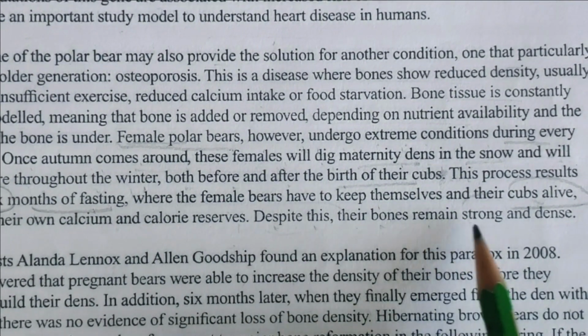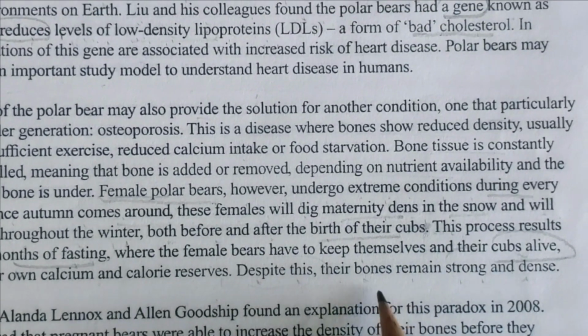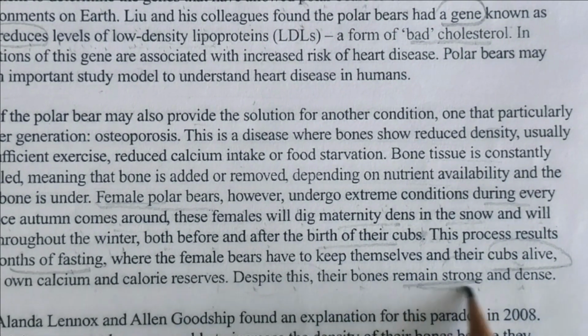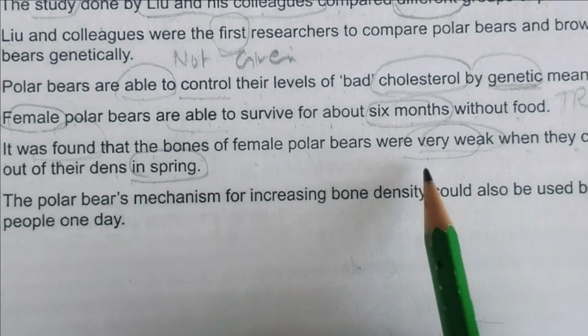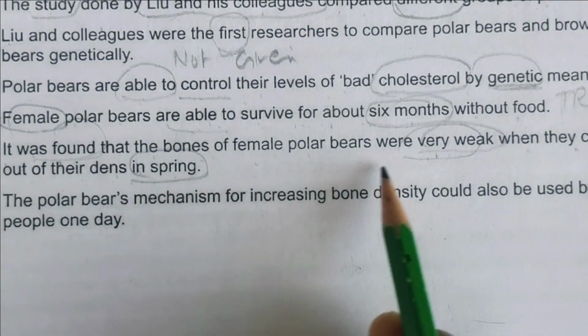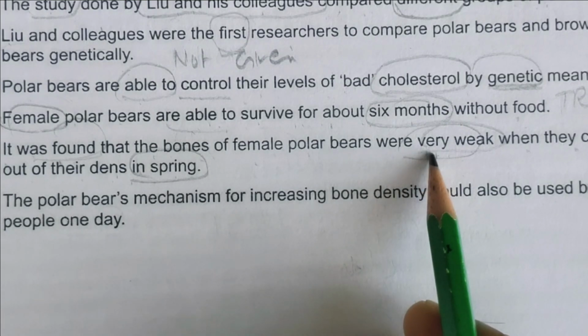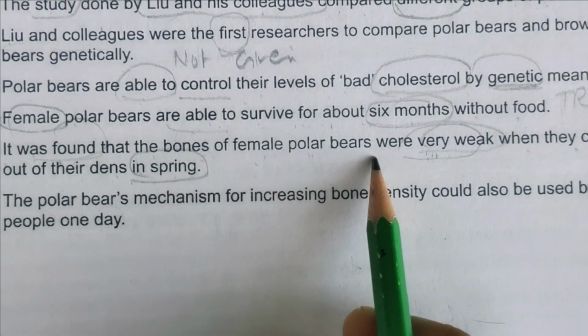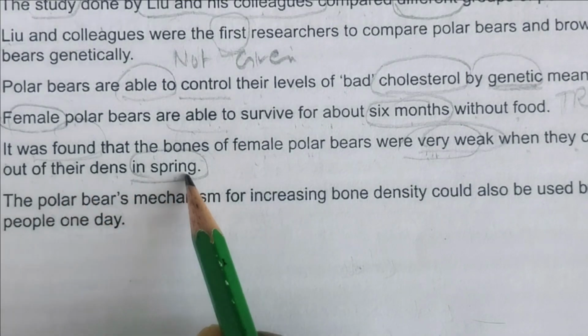Despite this, their bones remain strong and dense. So here also you can find the answer. Despite this, so my keywords are weak. Of course, they will not be using the same word. Bones of female polar bears when they come out of their dens in spring.